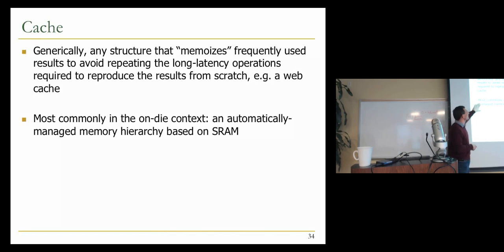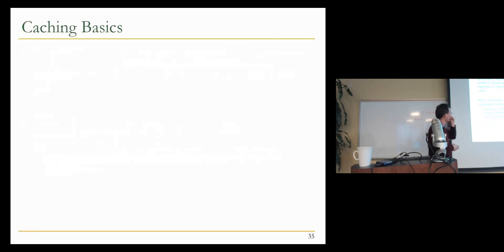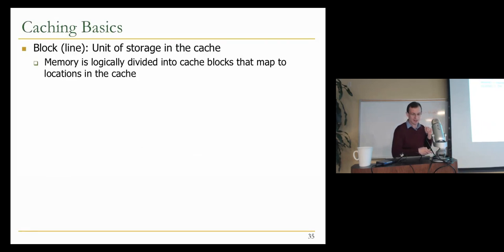But we'll talk about the on-die or hardware context. In the on-die context, it's an automatically managed memory hierarchy, usually based on SRAM, although that doesn't have to be the case. But we'll talk about how the cache is designed in hardware. One way of using cache is memoizing in SRAM the most frequently accessed DRAM memory locations to avoid repeatedly paying for the DRAM access latency. That's what most processors today do.